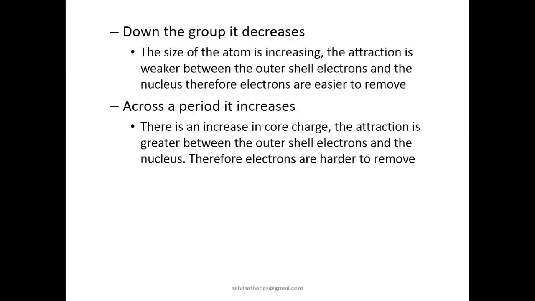Inakuwa ni rahisi sana kuweza kutoa ile electrons as we move down the group, the ionization energy decreases.